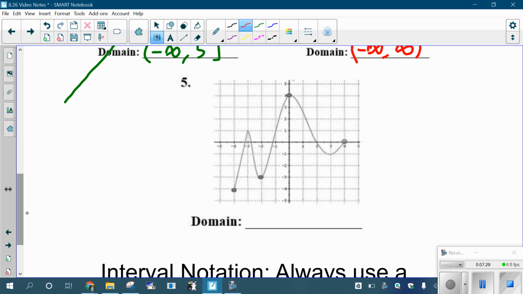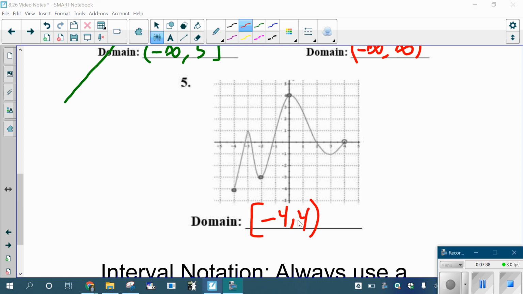Why don't you give this last one a try? Go ahead and pause. State the domain. Again, domain means x's. How far left? How far right? Go ahead and give it a try. Okay. You should have gotten bracket -4, comma 4 with a parenthesis. So it goes from an x value of -4 to an x value of 4. We got a closed circle at -4 and an open circle at 4. So then we have a bracket and a parenthesis.